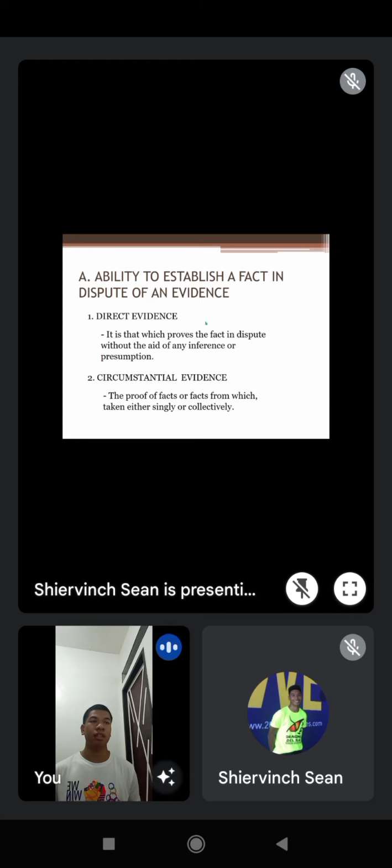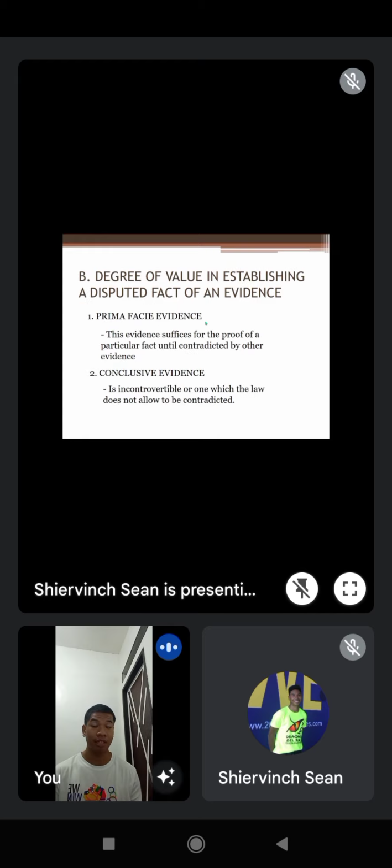Next is the degree of value in establishing a dispute or fact of an evidence. In degree, there are four evidences. It starts with prima facie evidence, which is the evidence that suffices for the proof of a particular fact until contradicted by other evidence. In short, it may show proof of a particular truth until contradicted by another.